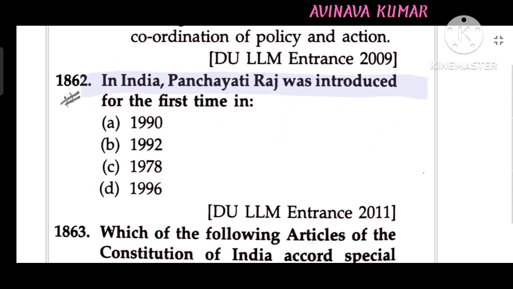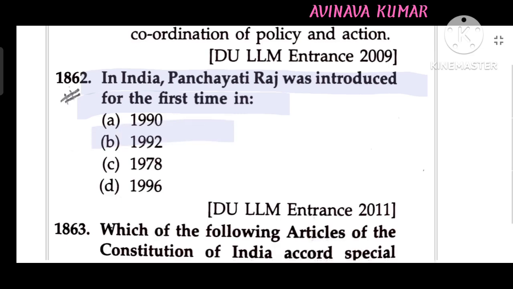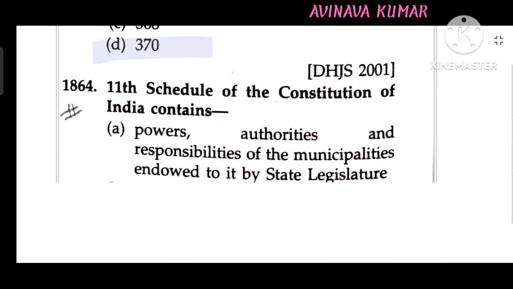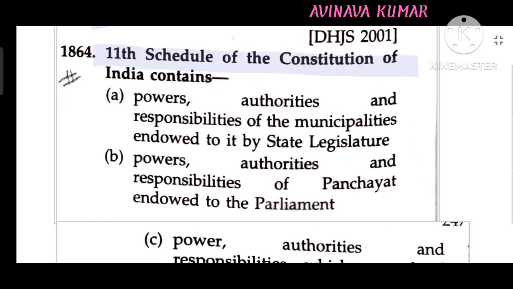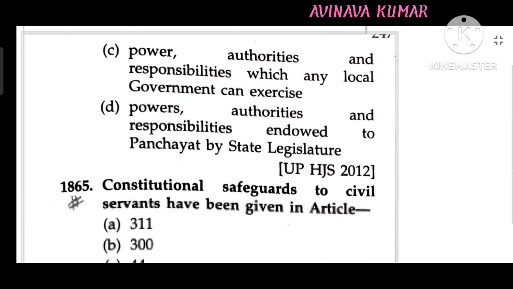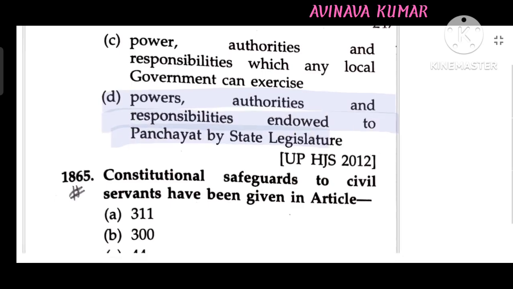In India, Panchayati Raj was introduced for the first time in... 1992. Which one of the following articles of the Constitution of India accords special status to the state of Jammu and Kashmir? Article 370. The 11th Schedule of the Constitution of India contains? Answer: Power, authority and responsibility empowered to Panchayats by the state legislature.